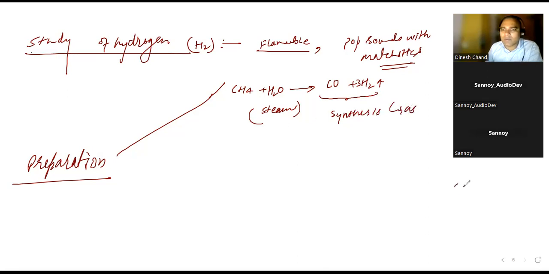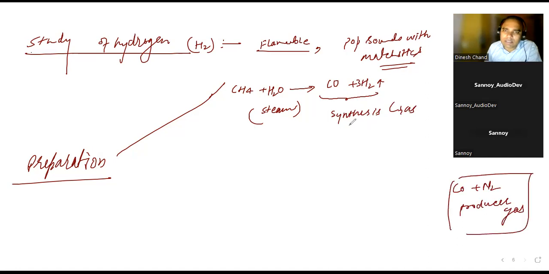Syngas. And one more is there, CO plus N2. This is called producer gas. Producer gas. Okay. So this is not coming now. Here, this is the synthesis gas, also known as syngas. SYN. This is the syngas.